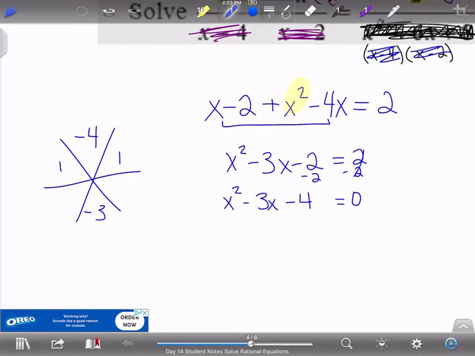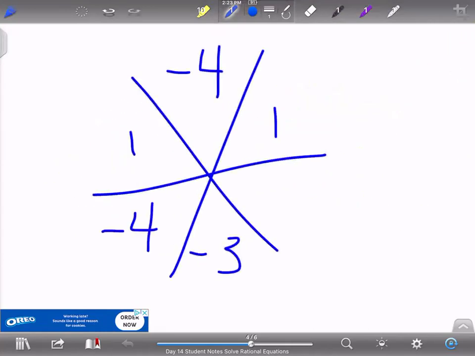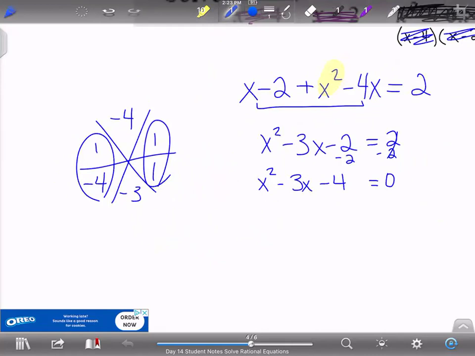So now two numbers will multiply to give us negative 4 and add to give us negative 3, going to be negative 4 and positive 1. So then I'm going to look at the two sides, neither side reduces. So I'm going to have factors x minus 4 and x plus 1.